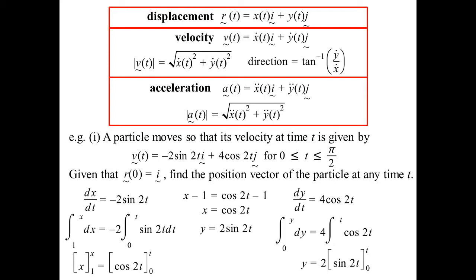sub in t and 0, and combining it all together, my position vector will be the horizontal component cos 2t times i, the unit vector in the horizontal direction, plus 2 sine 2t times j, the unit vector in the vertical direction.